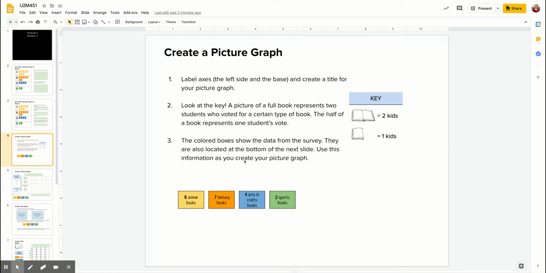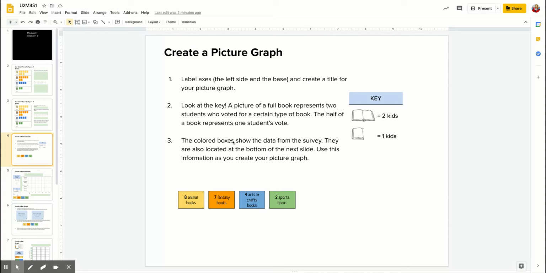So I'm going to have you create a picture graph. A picture graph is a graph that uses pictures, and in this case we're going to be using a book. Make sure that you take note that one book is 2 kids. So as you are creating the book, half a vote is 1 student's vote. A whole book is 2 students' votes.